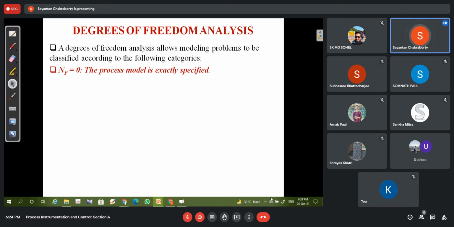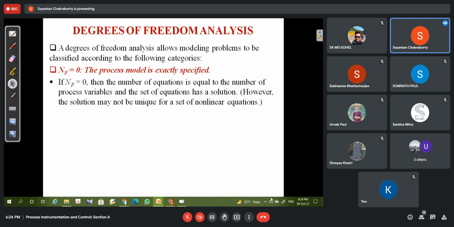What is that? First, NF equal to 0. That is NV equal to NE. So the number of process variables is equal to the number of independent equations, and we say the process model is exactly specified. You have exactly as many equations as the number of process variables you have considered. So if NF equal to 0, the number of equations equals the number of process variables, and the set of equations will have a solution. And if not, it will be a unique solution.